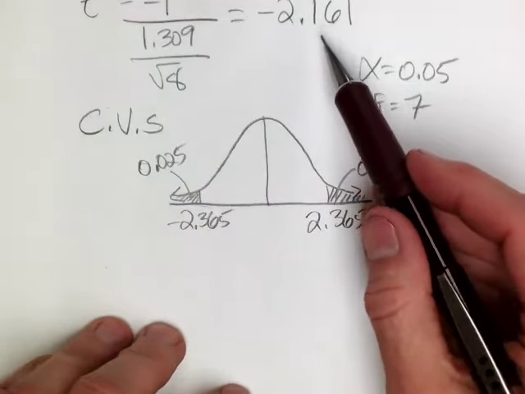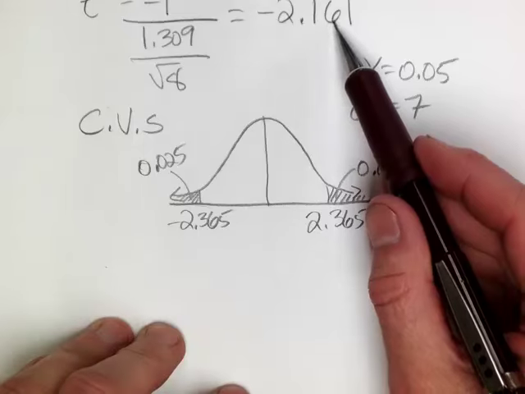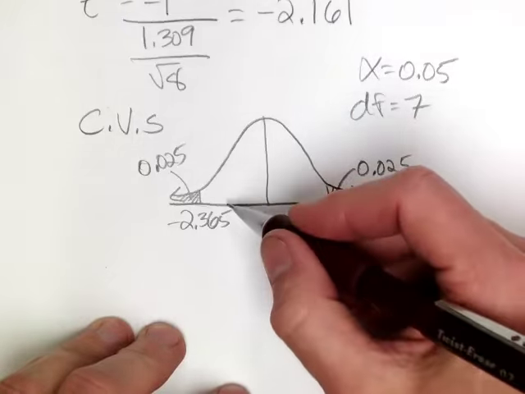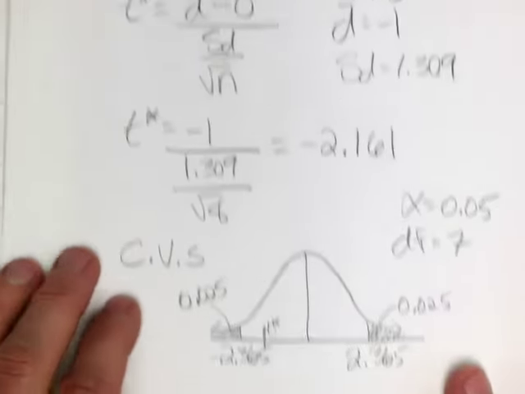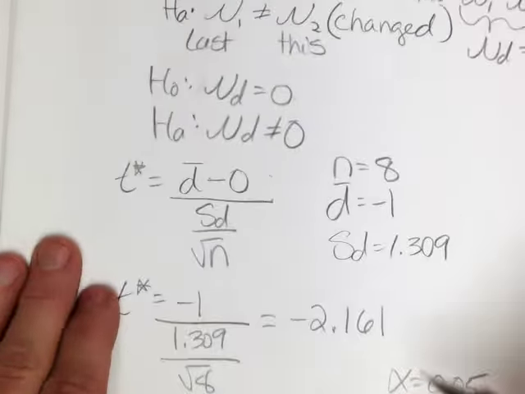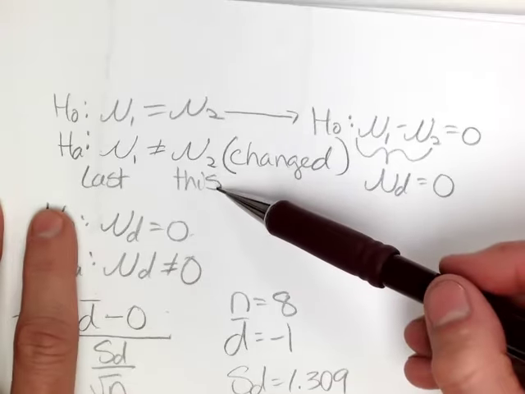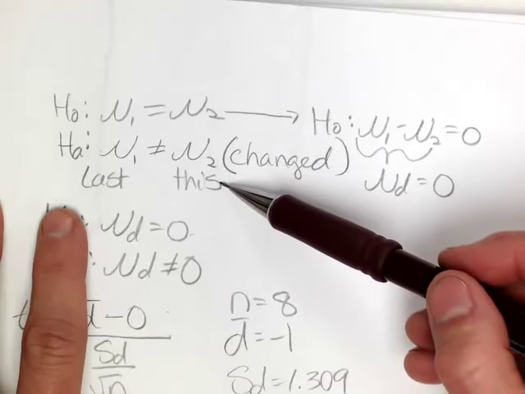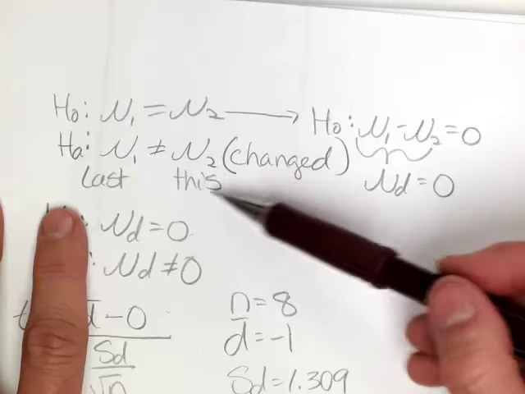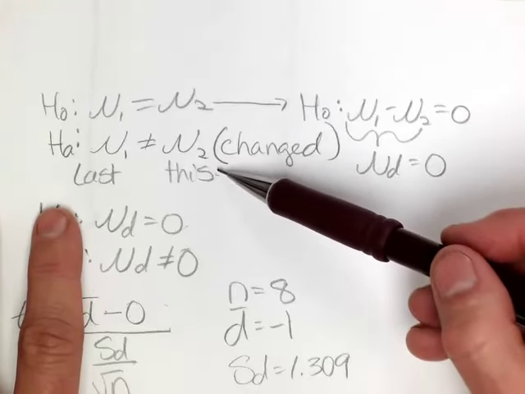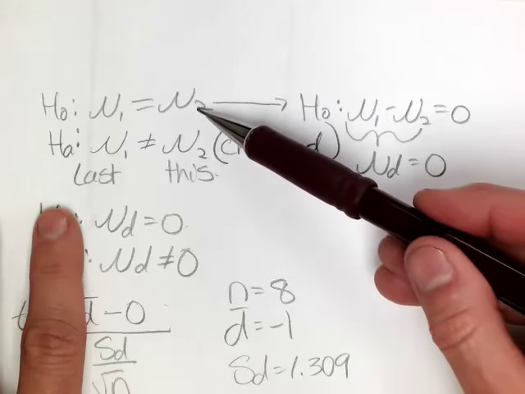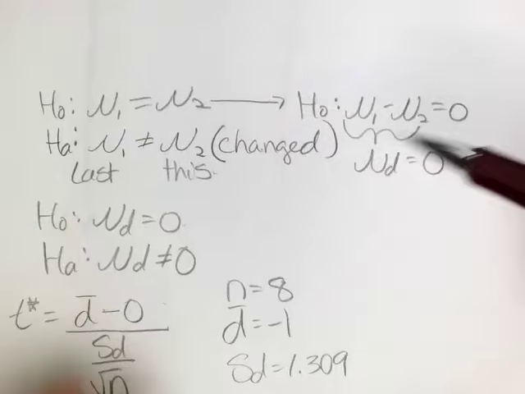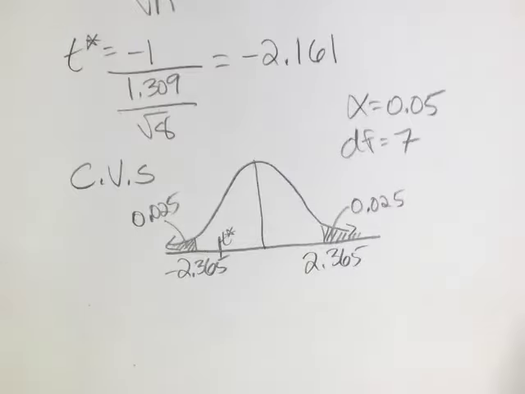Now look at where our test statistic lies with respect to the critical value. We're in the fail to reject region. So the decision is to fail to reject the null hypothesis. With respect to the claim that the mean consumer rating has changed, that claim is not supported. Because remember, the claim in this particular problem is the alternative, and our decision is to fail to reject the null.